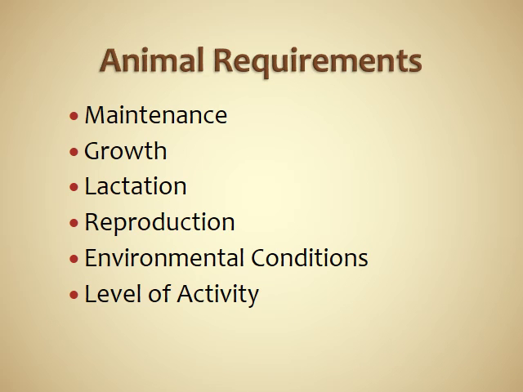Okay, the first thing to remember is that energy and nutrients are used in the animal to accomplish a lot of goals. First is maintenance, and I'll talk about all of these separately. Maintenance, and then above maintenance would be growth, lactation or milk production associated with gestation, and then finally activities related to reproduction. And all of these major activities of the animal are influenced by the environmental conditions and the level of activity of the animal. Let's start with maintenance then.